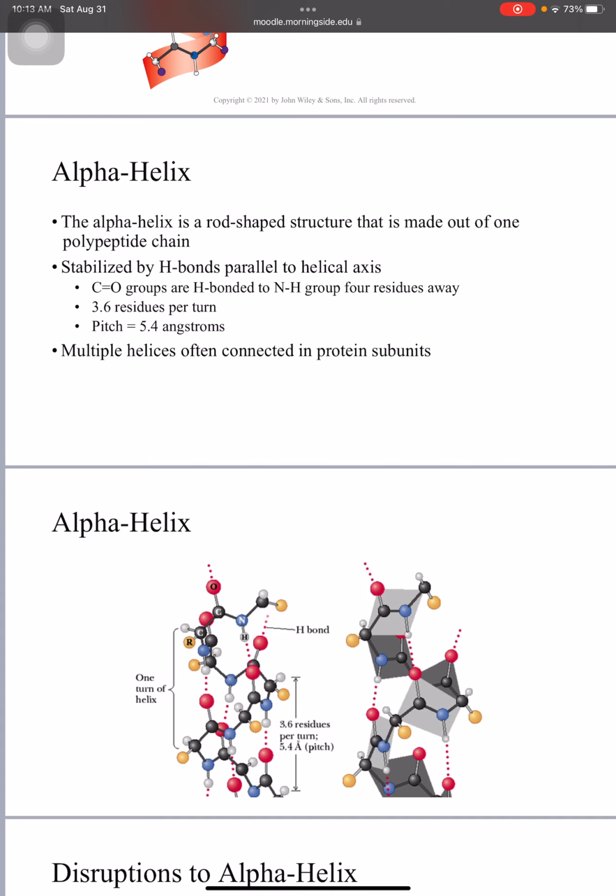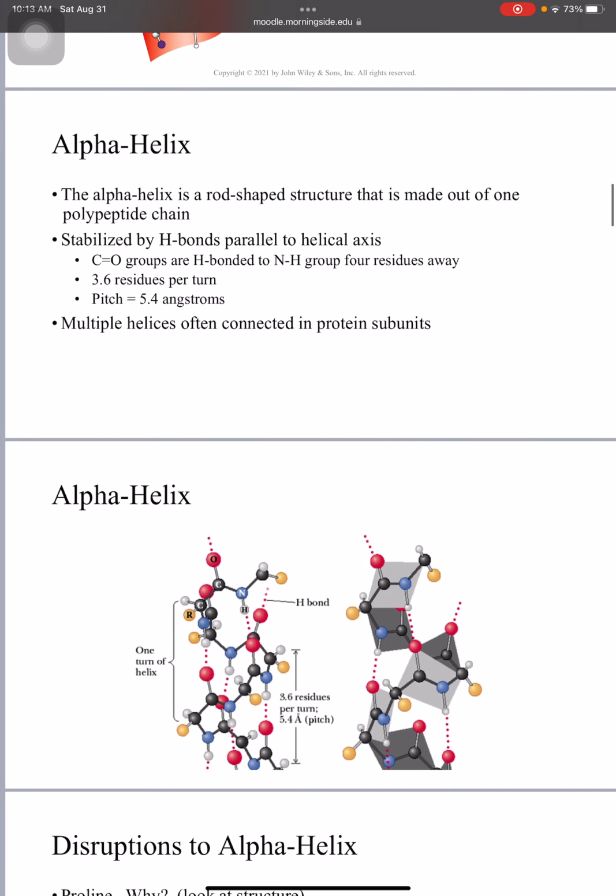A couple of quick facts about the alpha helix. Hydrogen bonding is arranged so that the carbonyl groups present in the backbone will hydrogen bond to NH groups that are 4 residues away, right? That's a consistent pattern that you have. 4 residues between hydrogen bonded species. For every turn of the helix, right? That's for every little coil that it makes around, there's an average of 3.6 amino acid residues per turn, and the pitch is 5.4 angstroms.